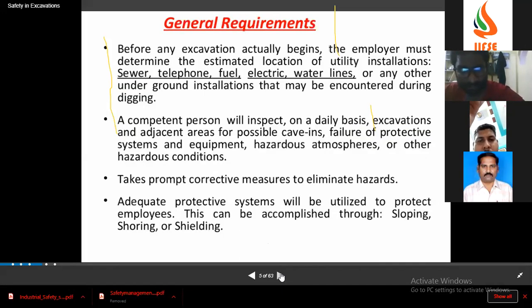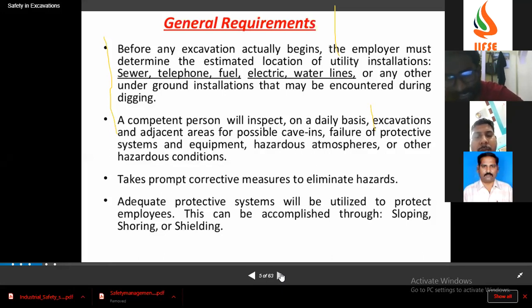General requirements. So what are the general requirements, what are the precautionary measures to be taken before doing excavation work? Not only excavation, but benching, shoring, digging, drilling, anything where we are doing underground work, these are the general requirements we have to follow.